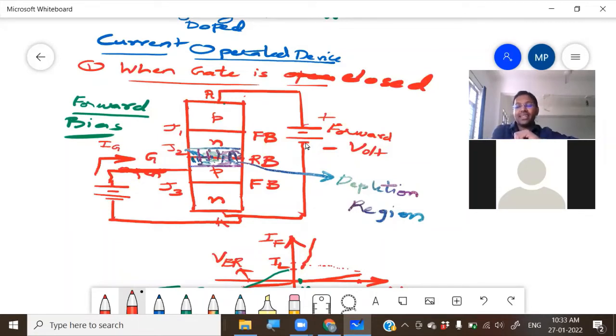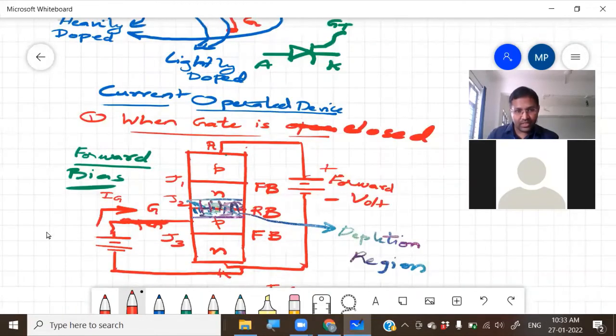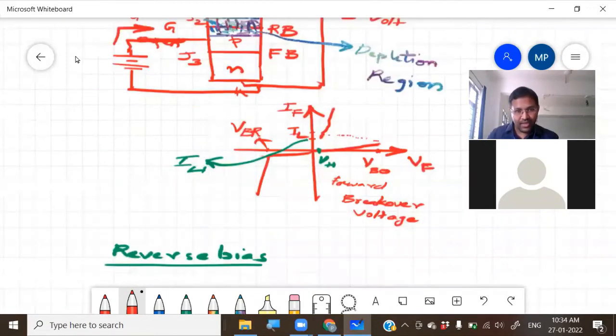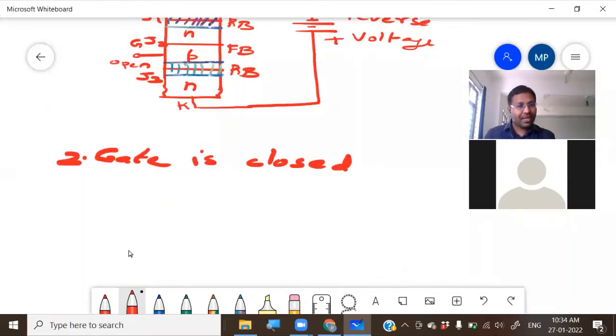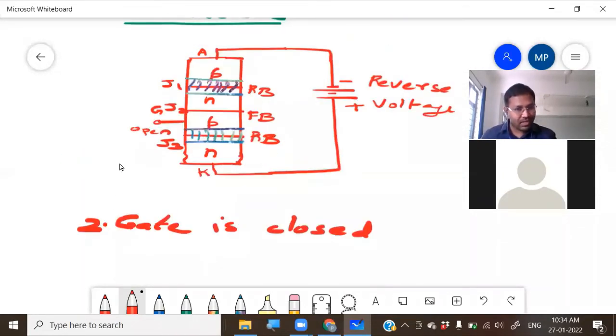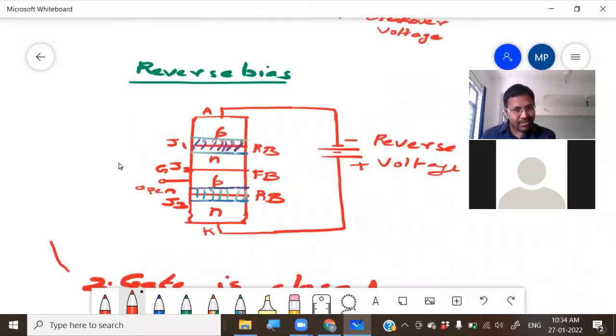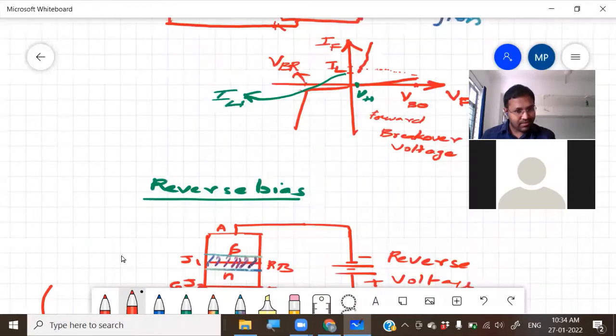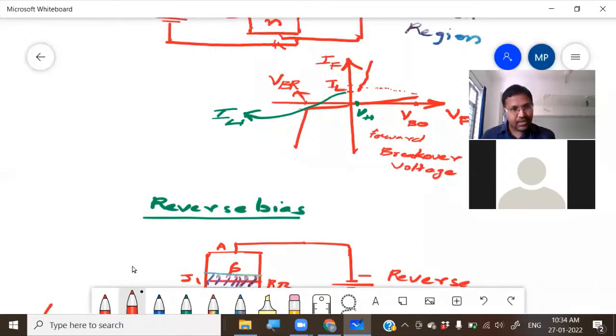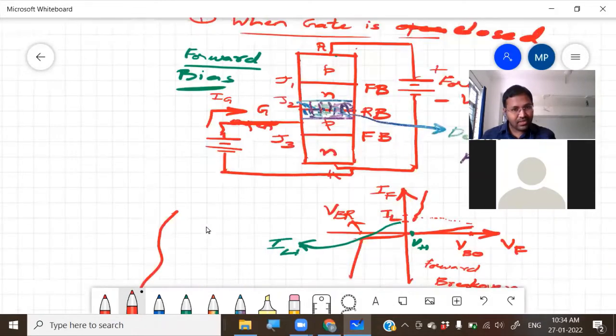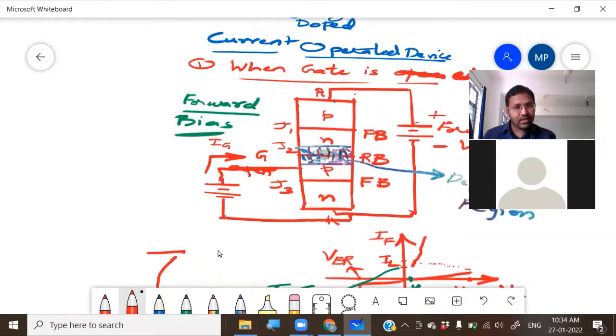To understand this better, we will consider the two transistor model of SCR. I hope all of you have understood gate closed. To make it easier, I have explained this one here. So what do you mean by gate closed? Simply, from gate to cathode we are connecting a battery.